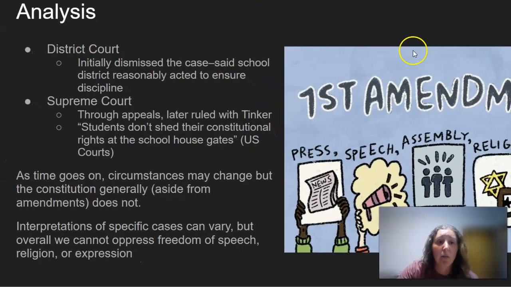However, when it initially went to the district court, it was dismissed, and they ruled that the school district had acted reasonably to ensure discipline in their school, and they had every right to do so. However, through many appeals, the case ended up going to the Supreme Court, and like I said, later ended up ruling with the students, which is Tinker in this case, and one of the closing arguments was that students do not shed their constitutional rights at the schoolhouse gates, meaning that even though they're at school and rules, generally speaking, must be followed, that doesn't mean that they can be told that they can't express themselves, that they can't say certain things, X, Y, and Z.